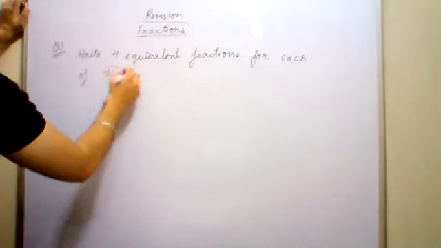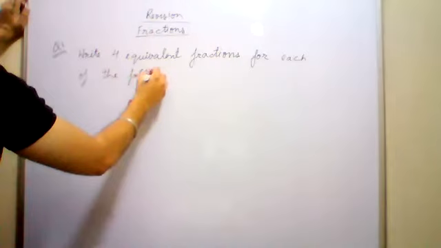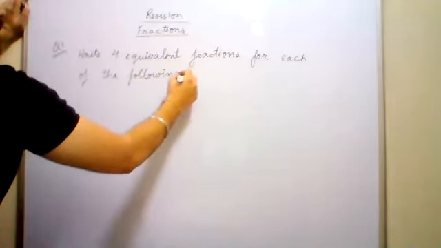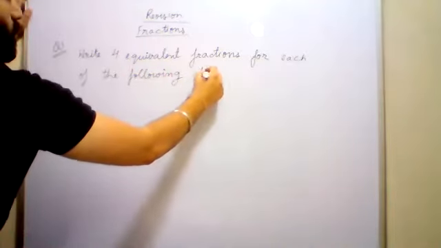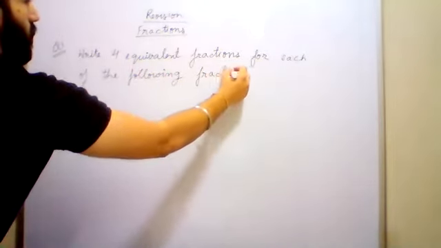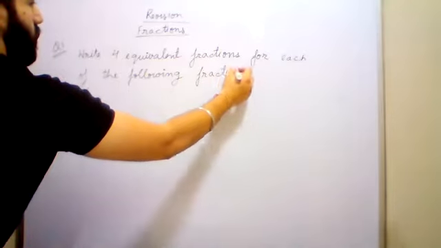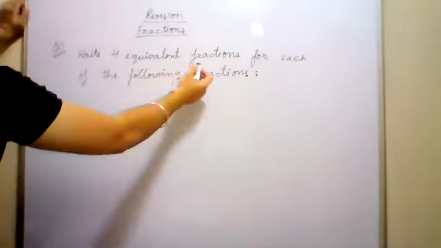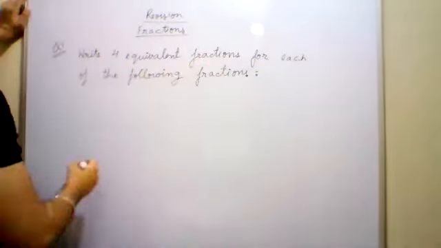Sir, Shashwat Gupta present. So what are we doing? It is written on the board. Sir, we have to write this in our fair copy. Yes. For each of the following fractions, write 4 equivalent fractions.